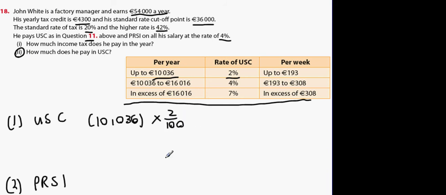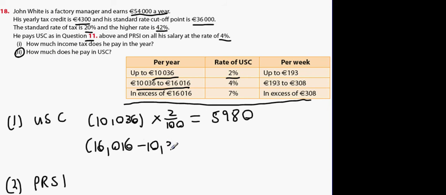The next one, and that equals 5,980. Okay. The next one is how much USC he pays between 16,016 and 10,036. You take the two of them away from each other to find the difference, and then you multiply this answer by 4 over 100. You can put that directly into your calculator. What do you get? 200.